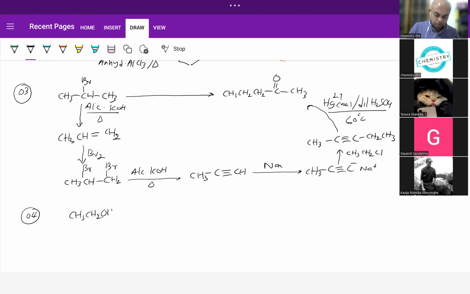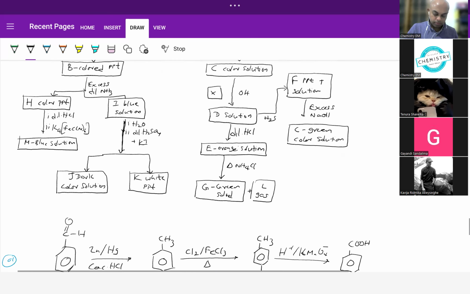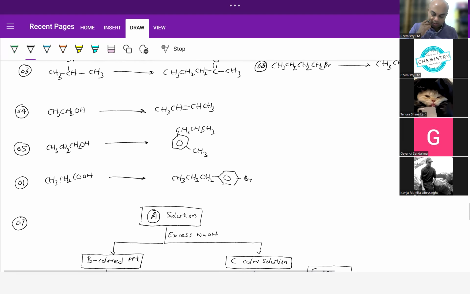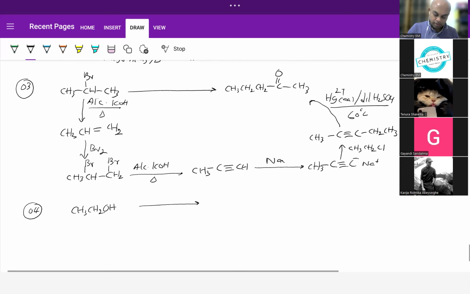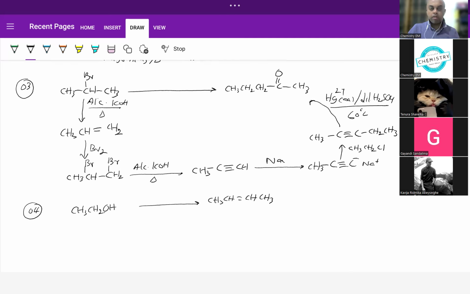CH3 CH2OH. This needs to be converted into CH3 CH CH3. CH3 CH double bond CH CH3. You can do your own methods. You can use your own methods as well. Right?